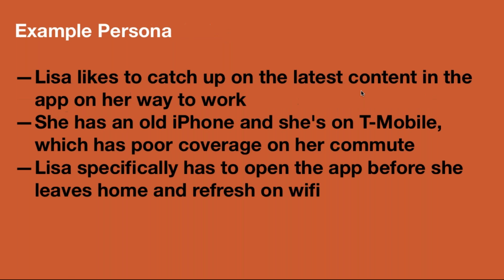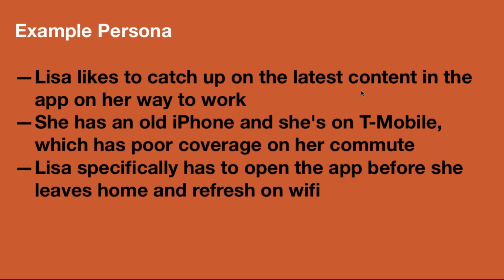As an example, I've created a persona called Lisa. Lisa is consuming, in this instance, a media app. She likes to catch up on content when she's on her way to work, on her commute, taking a bus. It goes through tunnels, it joins public Wi-Fi networks when it stops. It moves from Edge to 3G at strange times. Then it moves to 4G in the city centre, and when it's on 4G, it's very congested. She also has an old iPhone, and she's on T-Mobile, which has great coverage at her home and at her work, but doesn't have very good coverage while she's on her commute.